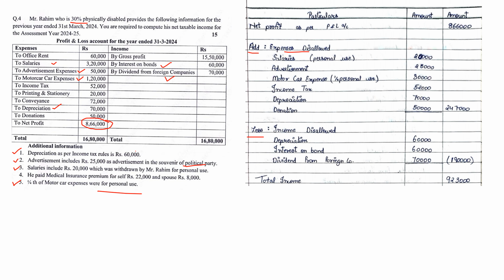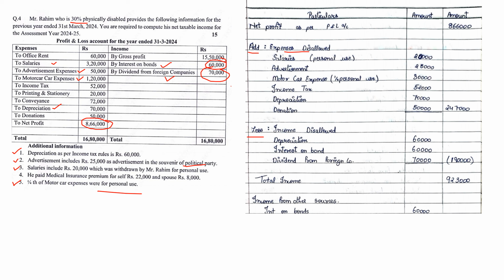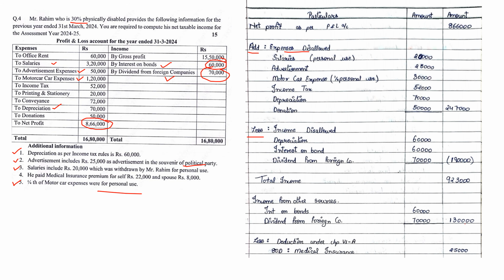So this is your Roman number 1, income from business and profession. Second is income from other source. For other source, we only have to look at the credit side. We can see two things, interest on bond and dividend from foreign company. So income from other source: interest on bond 60,000 and dividend from foreign company 70,000. Total it up, it comes to 1,30,000. So income from business and profession plus income from other source will give you your gross total income.